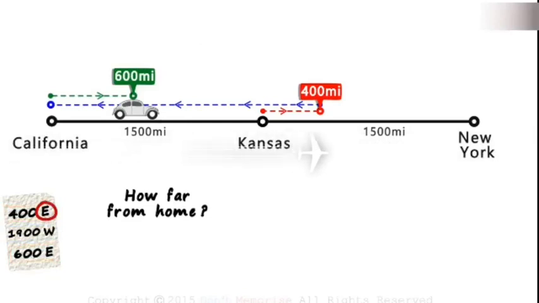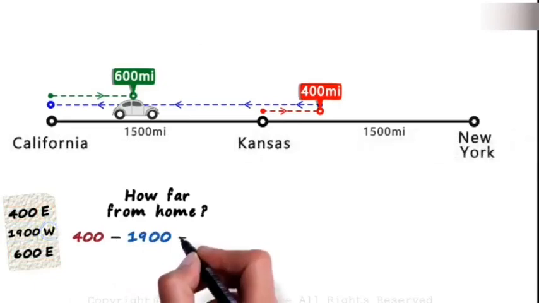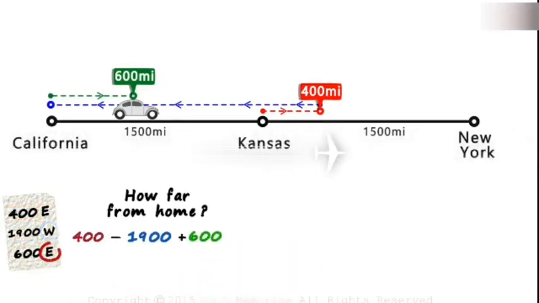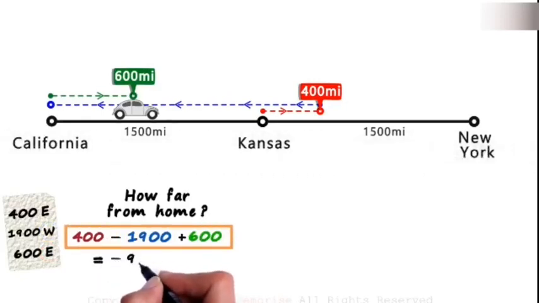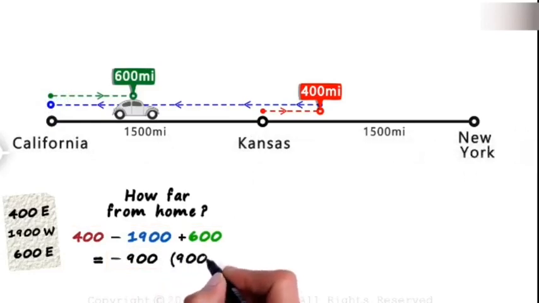East is positive, so we write 400. As west is negative, we subtract 1,900. And then add 600 again as it's in the positive direction. 400 minus 1,900 plus 600 will give us minus 900. What does minus mean in this particular example? It's west. So your relative position will be 900 miles to the west of Kansas.